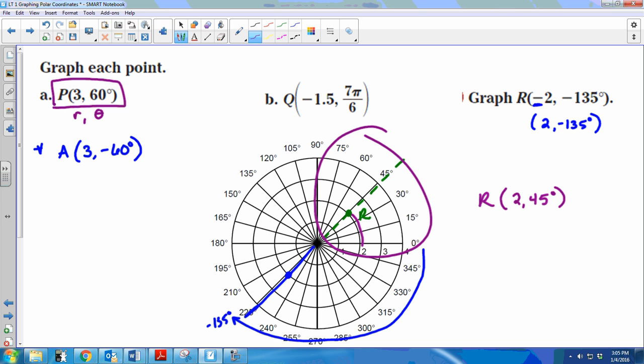So if you have a negative angle, you just go clockwise. You go backwards, just like you would with the unit circle. But if you have a negative R, you have to think about the opposite ray, right? Because you're doing the opposite of what you would have had originally. Okay?